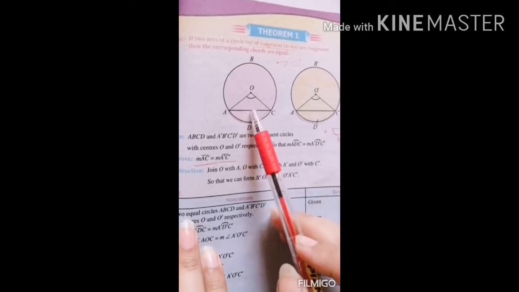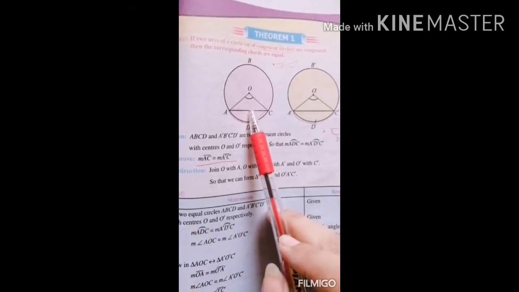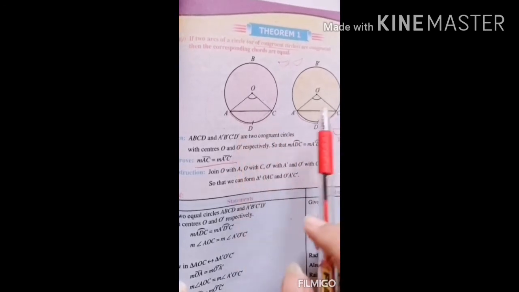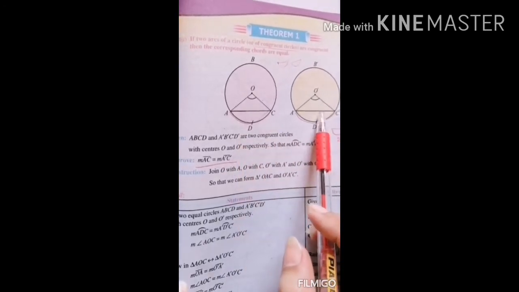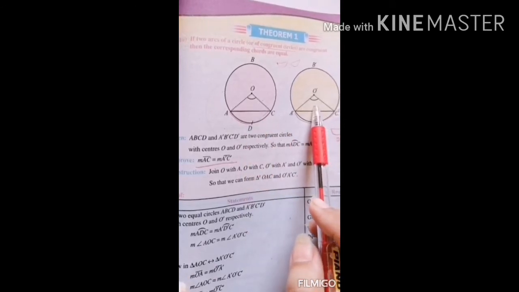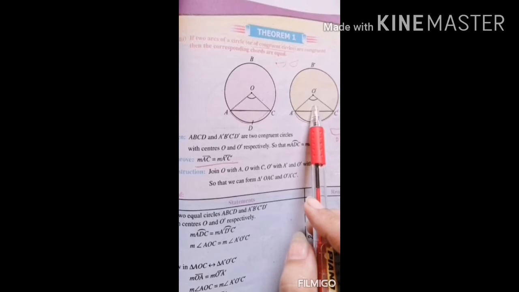So if you measure this, it will be 2 centimeter, and this will also be 2 centimeter. If the two arcs are same or congruent, then their corresponding chords will also be same, of equal length.